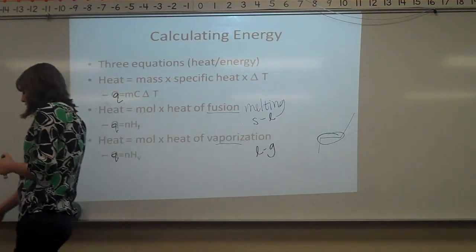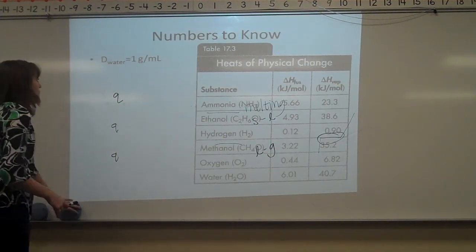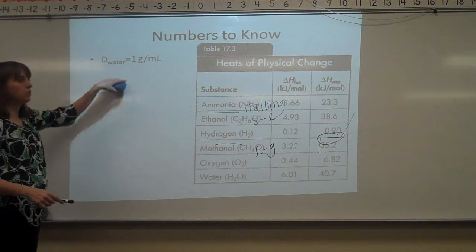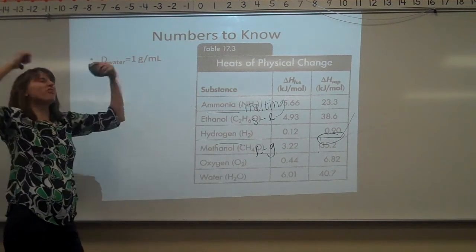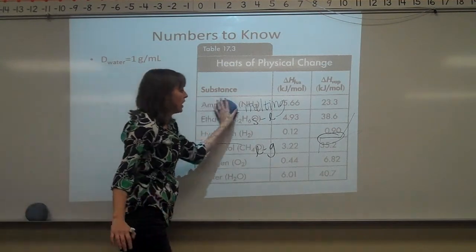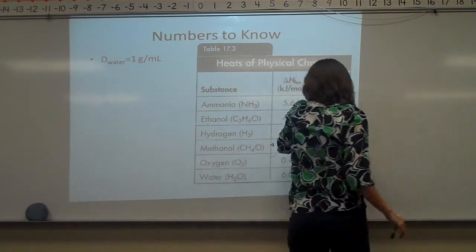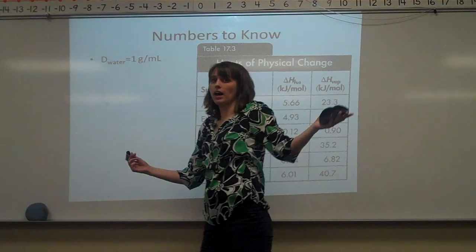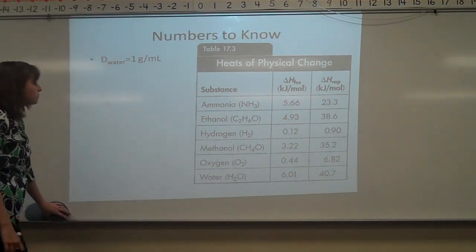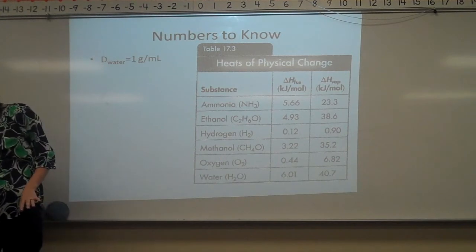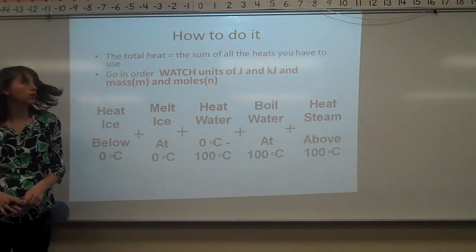All right, let's go ahead and show you the chart. Some things to know: water, we talk about this a lot, is 1 gram per milliliter. So if you have 1 gram, you have 1 milliliter. If you have 1,000 grams, you have 1,000 milliliters. Make sure if you have 675 grams, you have 675 milliliters. Very important to know.